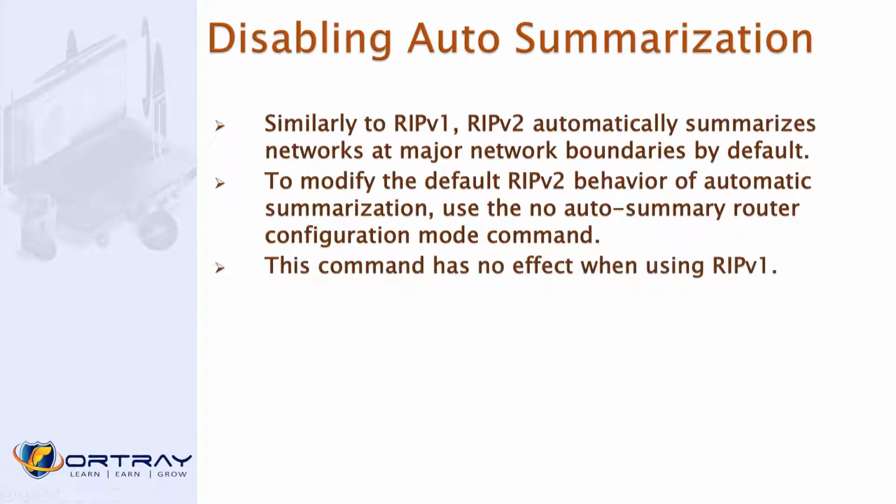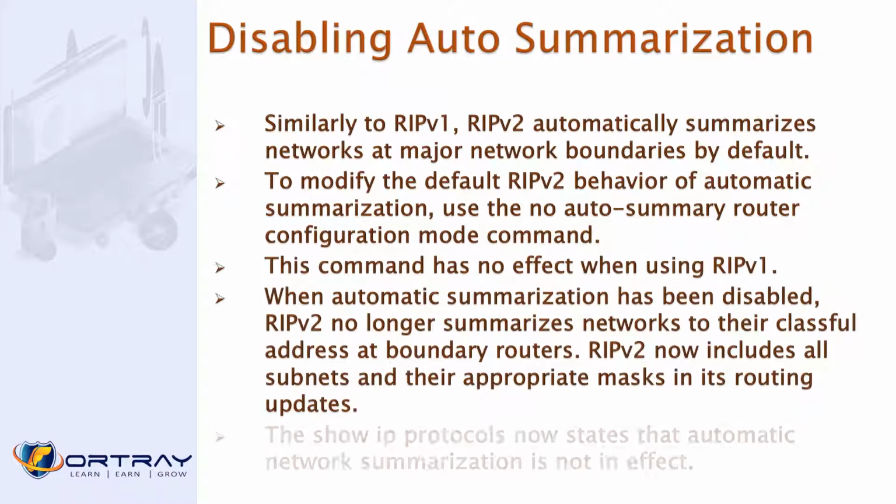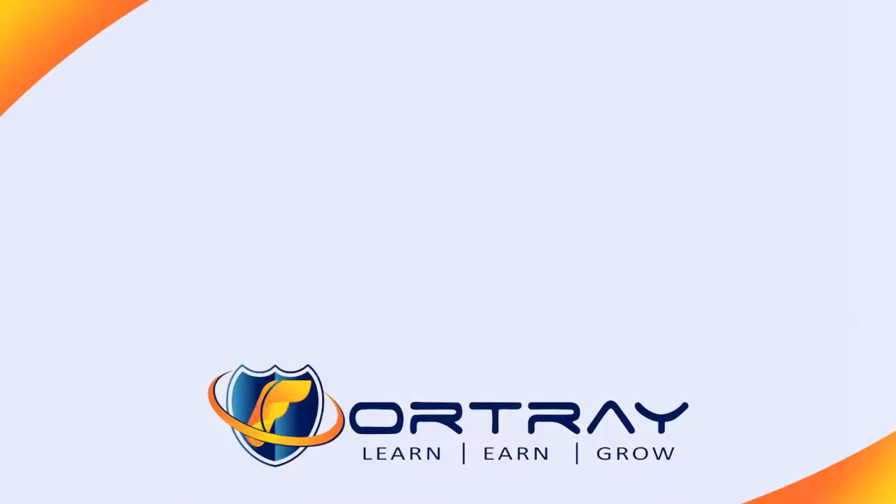To modify the default RIP version 2 behavior of automatic summarization, use the no auto-summary command. The command has no effect when using RIP version 1. When automatic summarization has been disabled, RIP version 2 no longer summarizes networks at the classful network boundary. So you can see that's what it is.